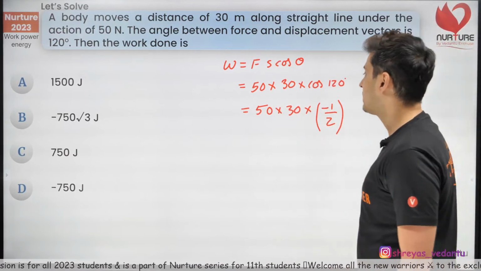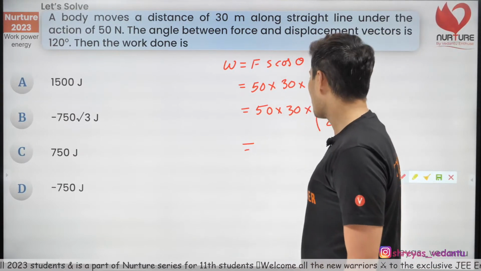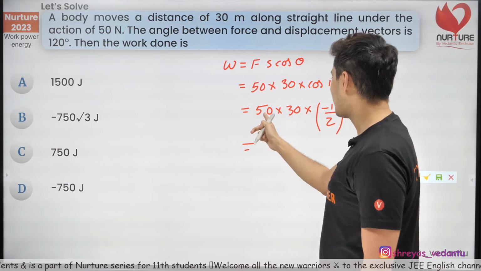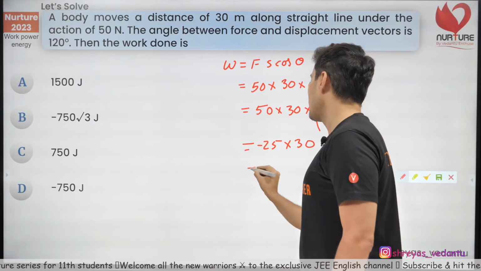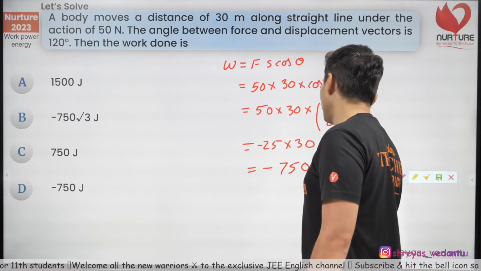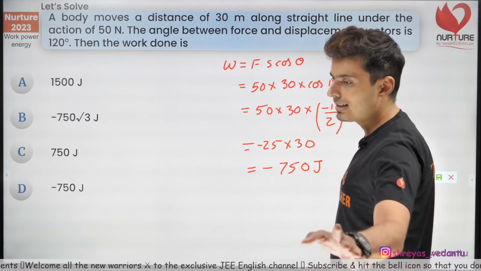Now this 2 and this 30 will get cancelled. Or you can just put this as 25. So this will become 25 into 30 with a minus sign. So that will be minus 750 joules, which is option D. That's the answer.